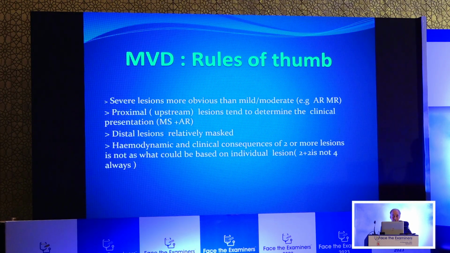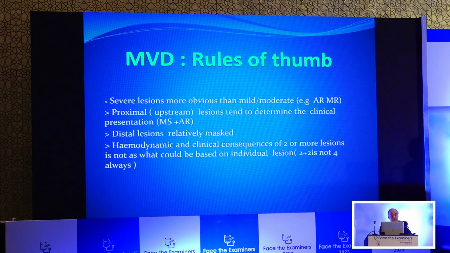The proximal lesion, or what is called an upstream lesion, tends to determine the clinical presentation. Example, a patient having mitral stenosis and aortic regurgitation, findings of MS may dominate. Distal lesions are relatively masked. The hemodynamic and clinical consequences of two or more lesions are not what they should be. Very interestingly, we start thinking that if a patient has two lesions, 2 and 2 should become 4. It is not always so true, because there are a lot of other factors which determine this.